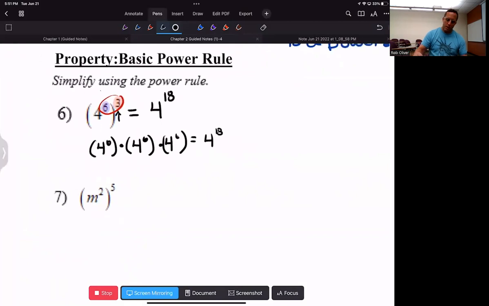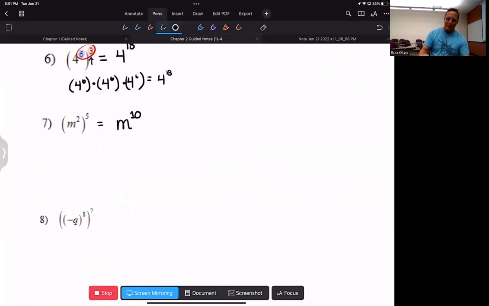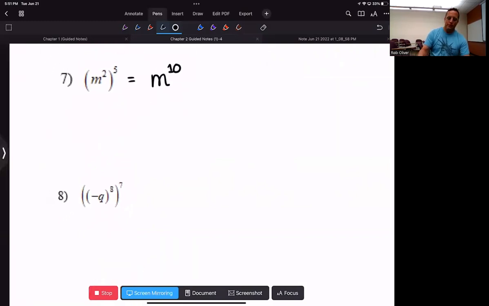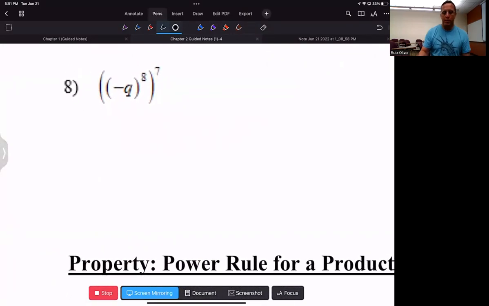Okay. All right, number 7 is a textbook power to a power. So just do 2 times 5, which is going to make 10. So that's going to be m to the 10th power. M to the 10th. Sorry if I'm going quickly through that one. That one's not too tough of a problem.